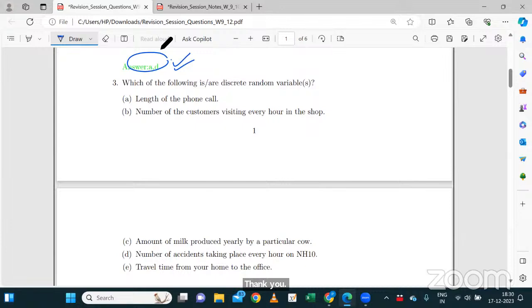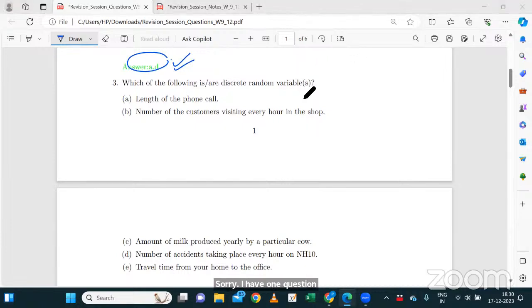I have one question. The stock market prices of any product, is that discrete or continuous? You tell me, what's your thought? Continuous or discrete, why? Because we are counting, we are not measuring. Stock price is something which can vary as per the time, right? It's not like you have some fixed number of coins in your pocket.